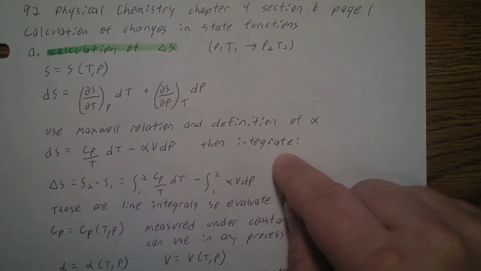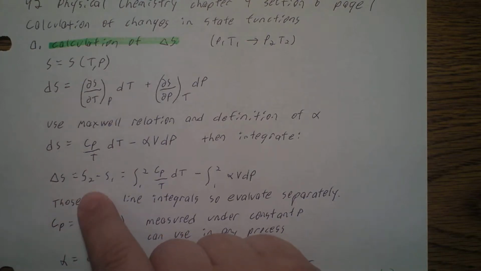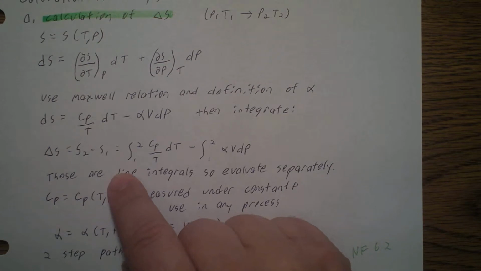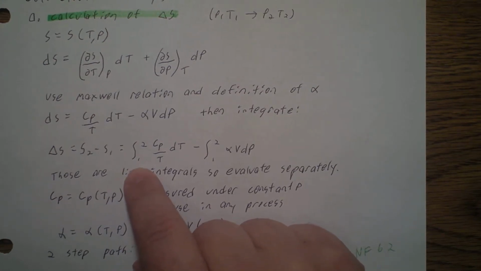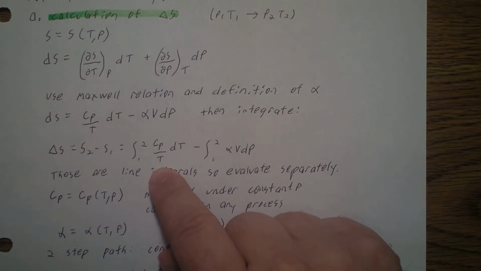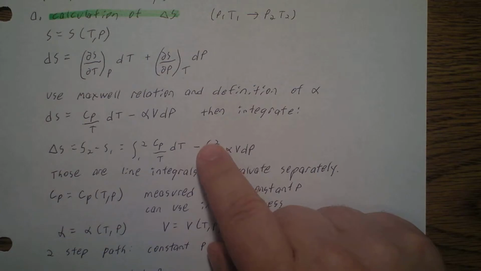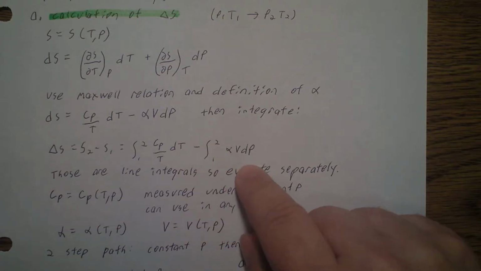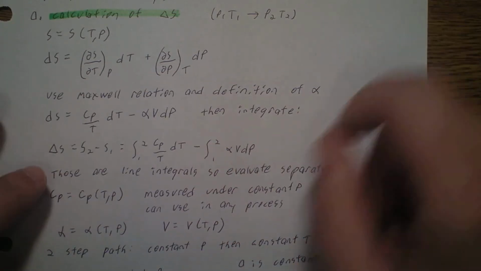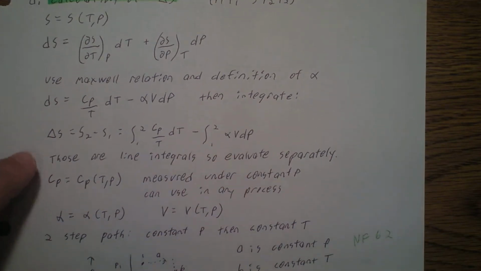Now we're going to find the integral of that. So delta S is going to be the entropy of state 2 minus the entropy of state 1, of course, which would be the integral from state 1 to state 2 of the heat capacity at constant pressure divided by temperature with respect to temperature, minus the integral from state 1 to state 2 of alpha times volume times the differential of pressure. Now these are line integrals, so we have to integrate them separately.